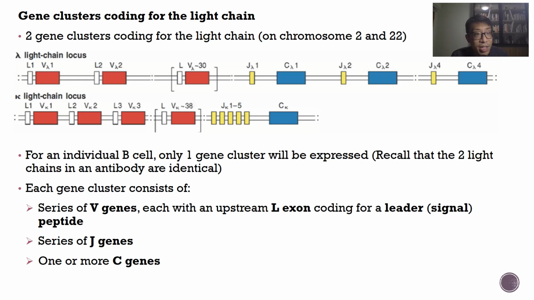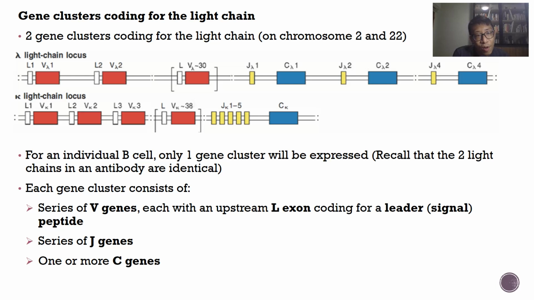For the light chain, in our cells there are two genes that can code for light chain. At any one time for an individual cell, one of the genes will be expressed to make one kind of light chain polypeptide. The two genes are found on chromosome 2 and chromosome 22, and each is called a gene cluster, because it's really a cluster of genes that together code for one polypeptide.